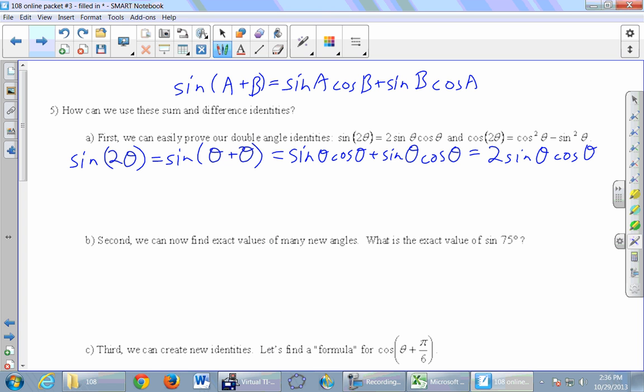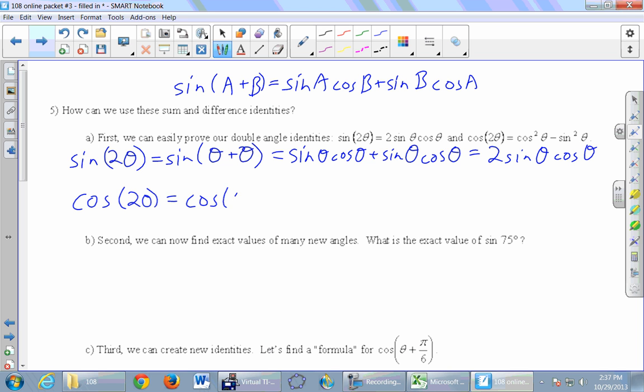Same thing for cosine of 2 theta. Maybe I'll just leave that as an exercise. Cosine of 2 theta equals, it's going to start the same way. Rewrite 2 theta as theta plus theta equals some miracle, and then hopefully at the end we get the identity that we looked at last class. So maybe pause the video now and give that a shot, and then come back when you're done.